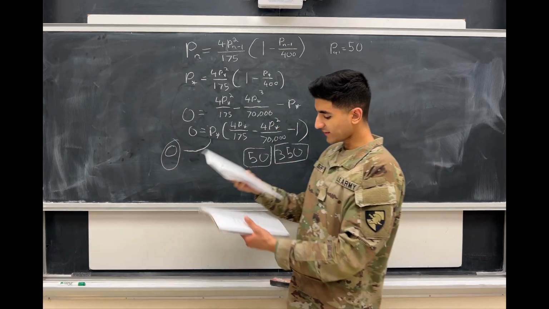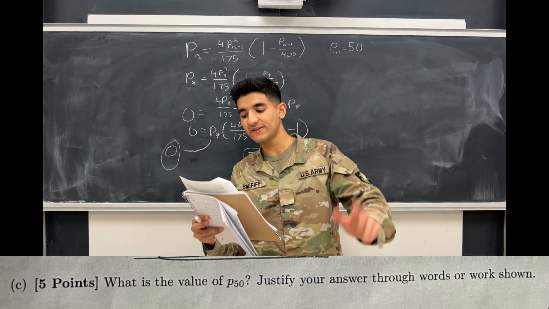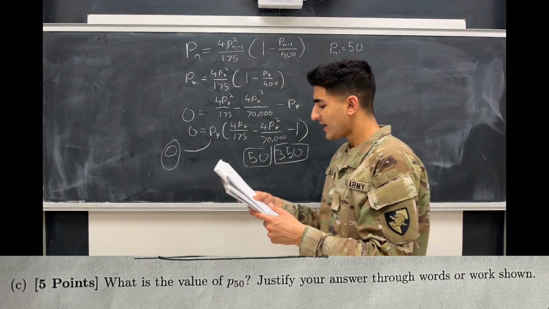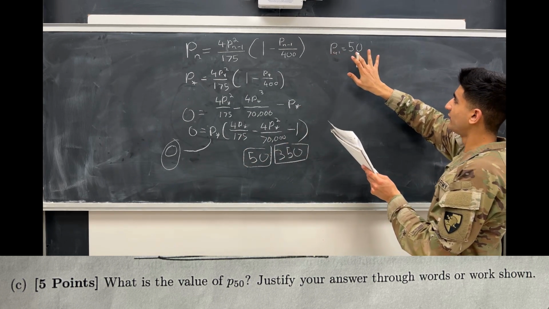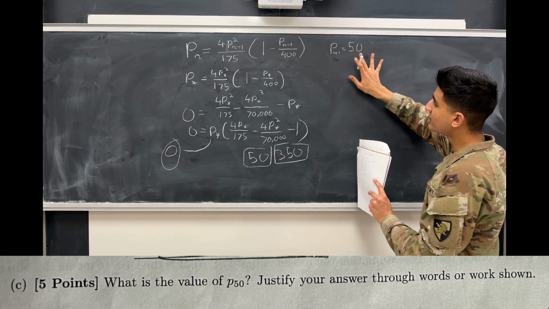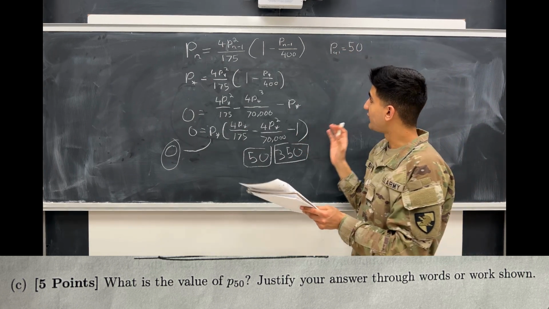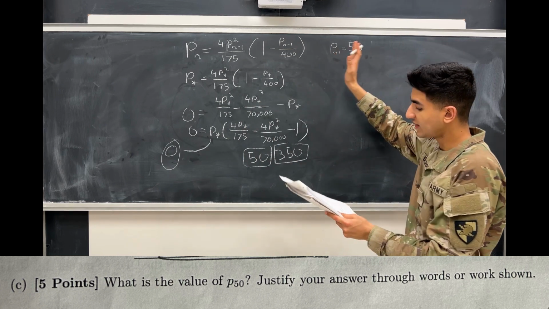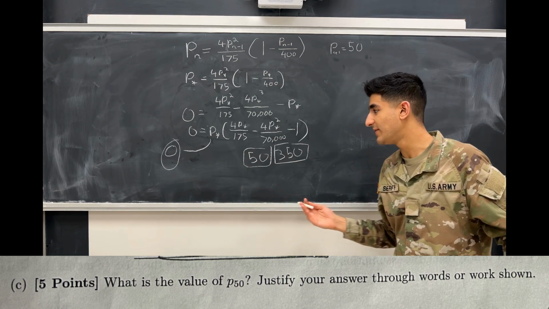Now for the next part of the question, it says, what is the value of p sub 50? So the 50th iteration of this equation. Now if we look on the top, we have p sub 41 equals 50. And we also know that once we reach a certain point over here, we're just going to stay at 50 because it's an equilibrium value. We're no longer going to go bigger.